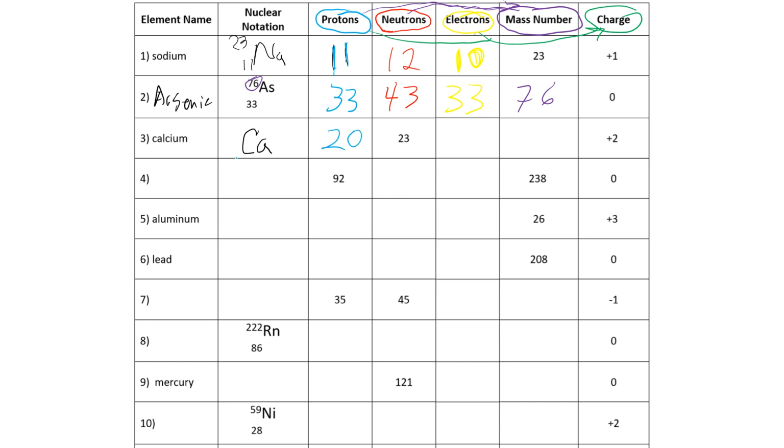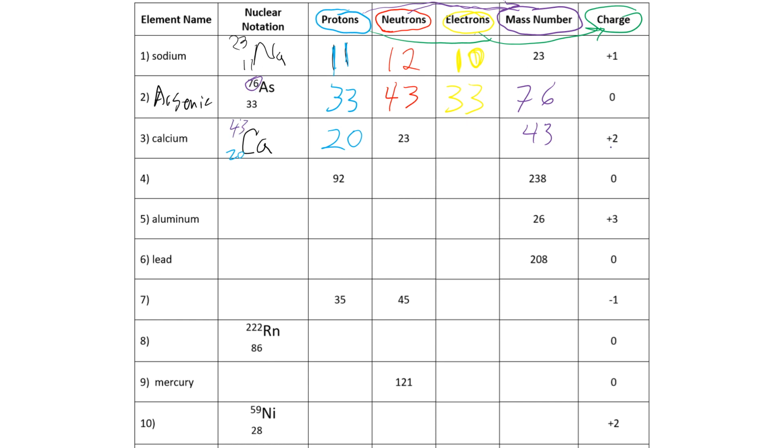So I got that from the periodic table. Calcium has 20 protons. The mass number is the protons plus the neutrons, so 20 plus 23 makes for a grand total of 43. So that's the mass number, which goes up there.